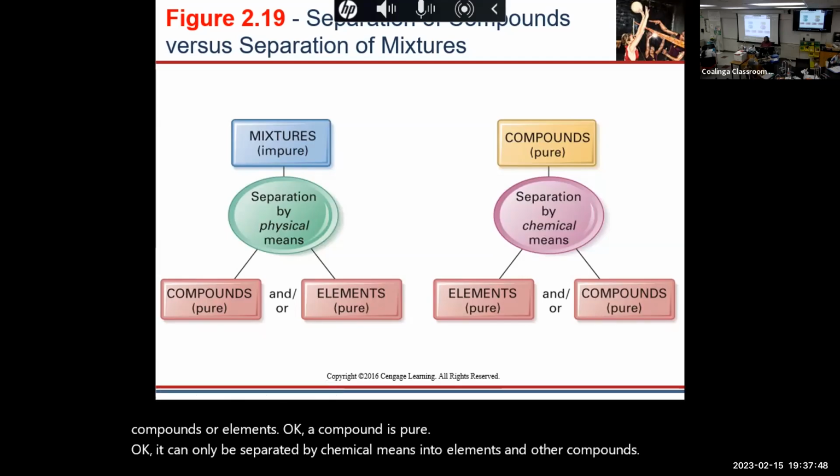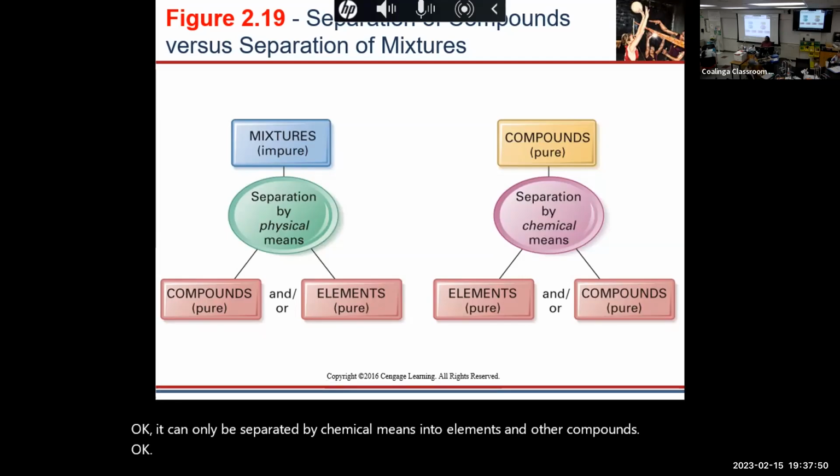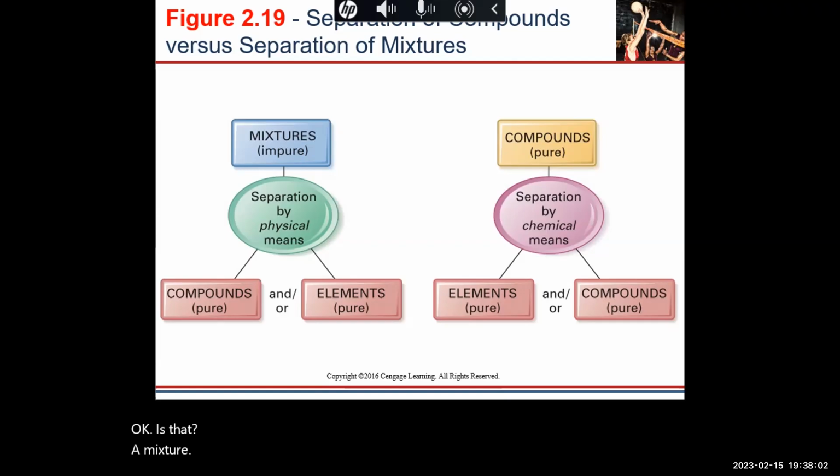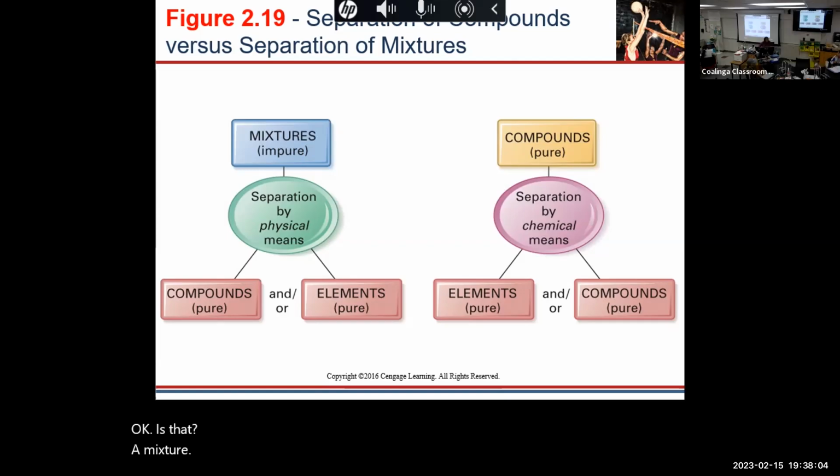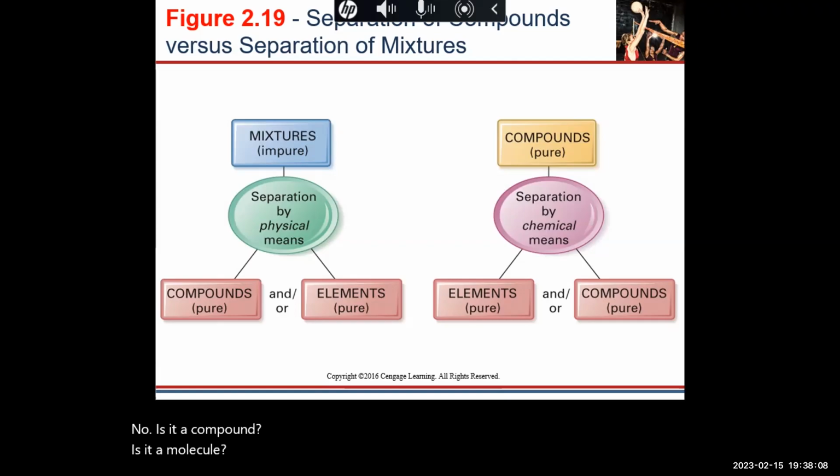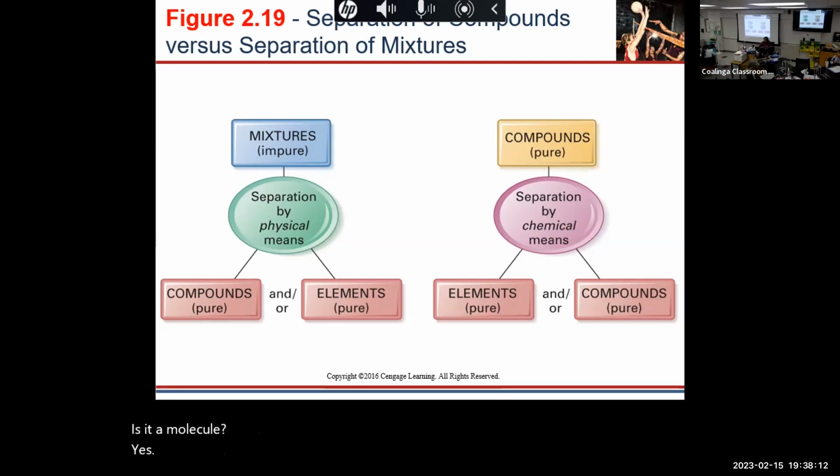If I told you I have pure cane sugar from Hawaii, is that a mixture? No. Is it a compound? Compound. Is it a molecule? That's right. It is a molecule.